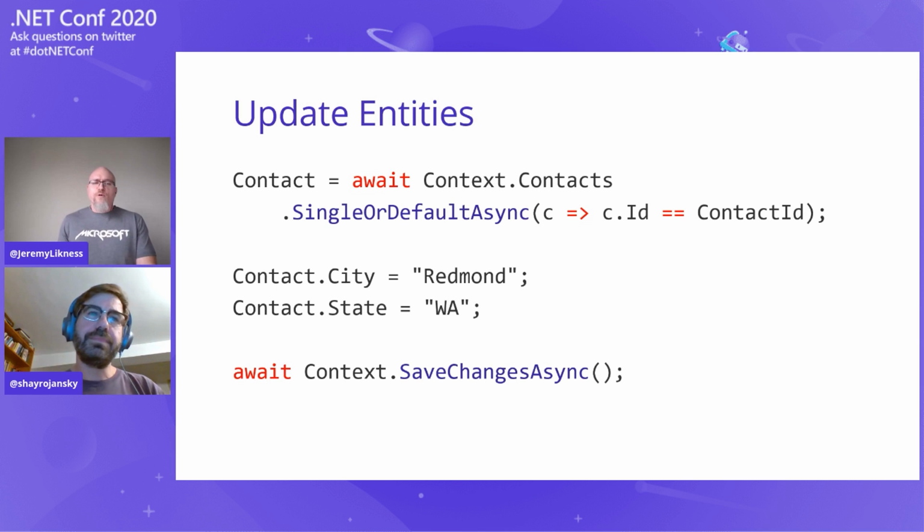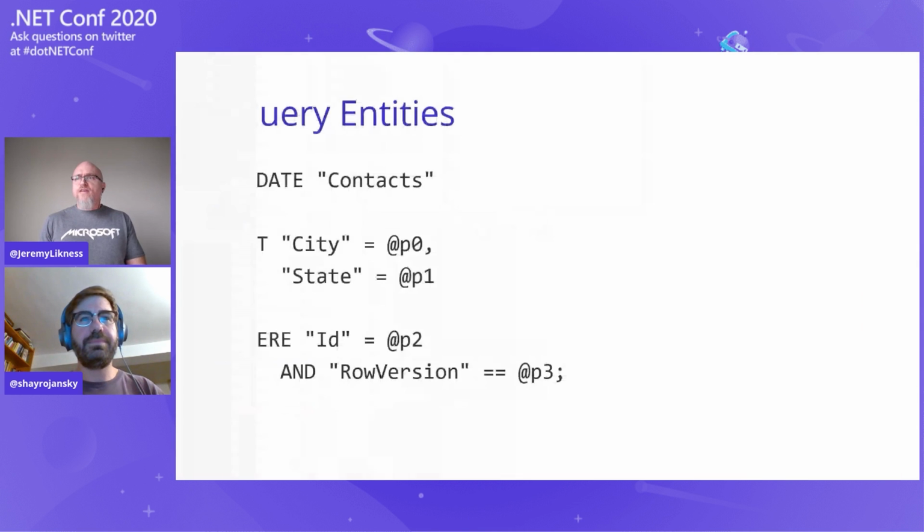Let's take another example. I want to update a contact. So here I'm grabbing a contact from the data context, and because I get it from that interface, Entity Framework is constantly tracking it and watching for changes. So notice I'm just changing 2 properties on that class, and then I'm saving changes.